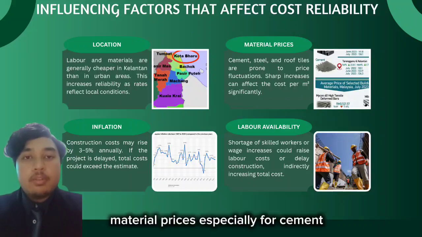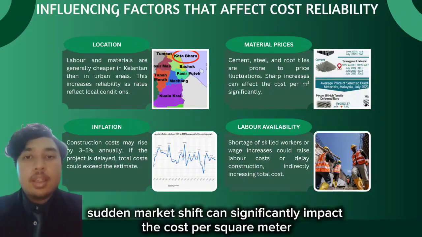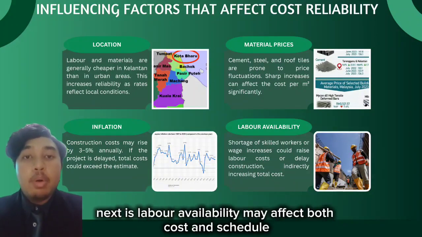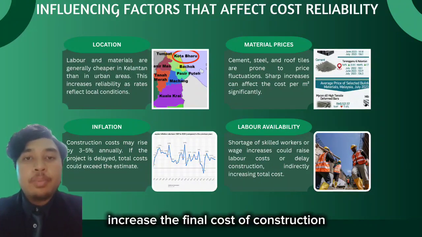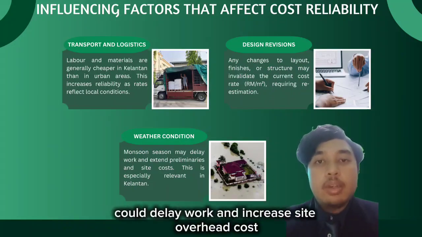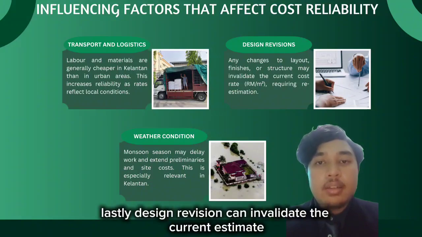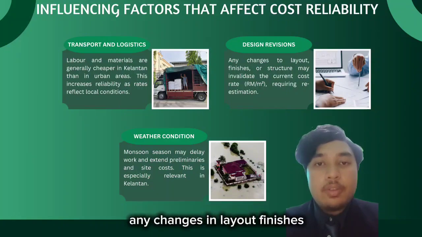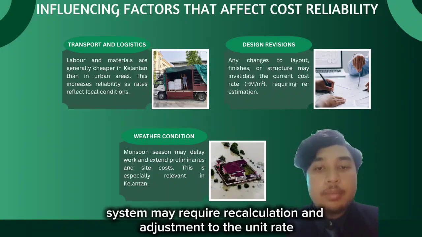Material prices, especially for cement, steel, and roofing materials, are volatile, so market shifts can significantly impact the cost per square meter. Next, labour availability may affect both cost and schedule. A shortage of skilled workers or rising wages could increase the final cost of construction. After that, weather conditions, particularly during the monsoon season in Kelantan, could delay work and increase site overhead costs. Lastly, design revision can invalidate the current estimate. Any changes in layout, finishes, or structural system may require recalculation and adjustment to the unit rate.